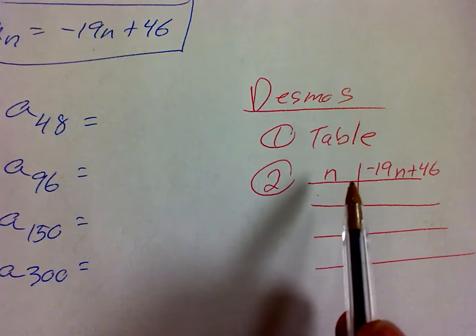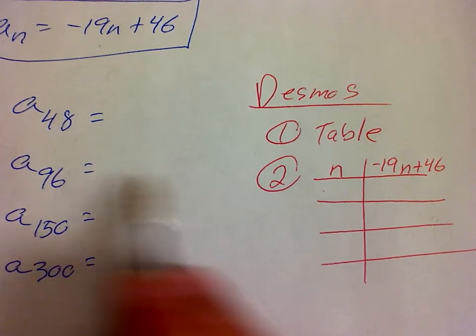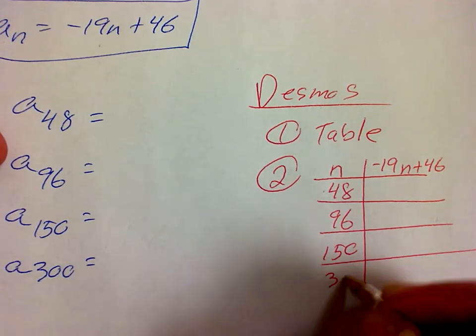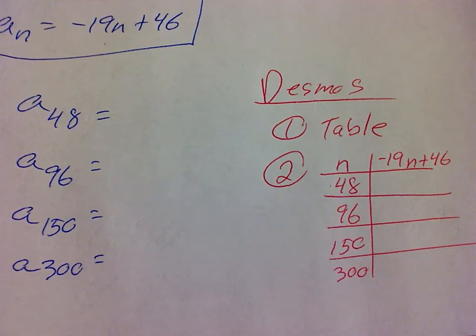Okay, so now this table is going to be solved for n rather than before it would be solved for x. All we would need to do is just plug in 48, 96, 150, and 300. And when we do that, you're going to end up seeing the values, or your y values, the term of the sequence, pop up. So I know you can't see my screen right now, but all I'm doing right now is getting my table, putting n in for the first column, putting negative 19n plus 46 for the second column, and I'm typing 48, 96, 150, and 300 in for those values.